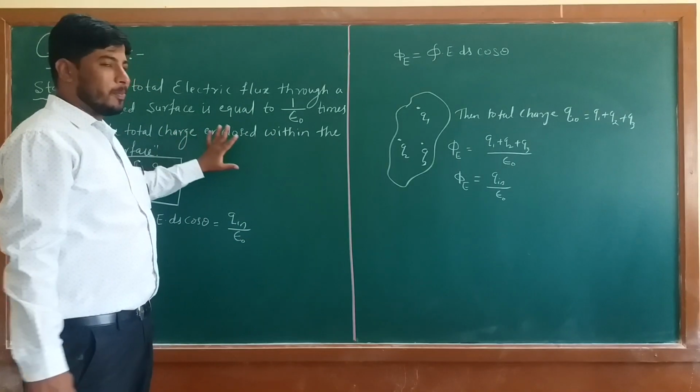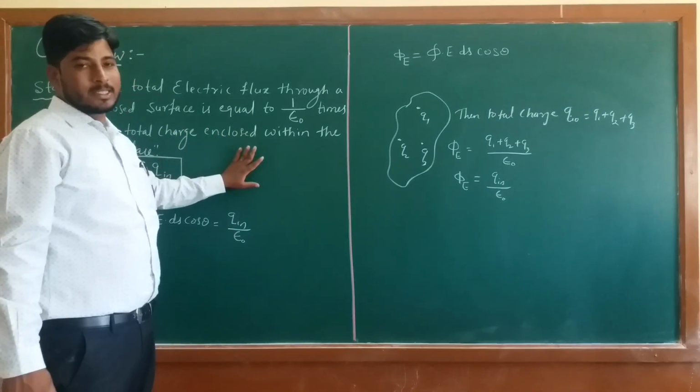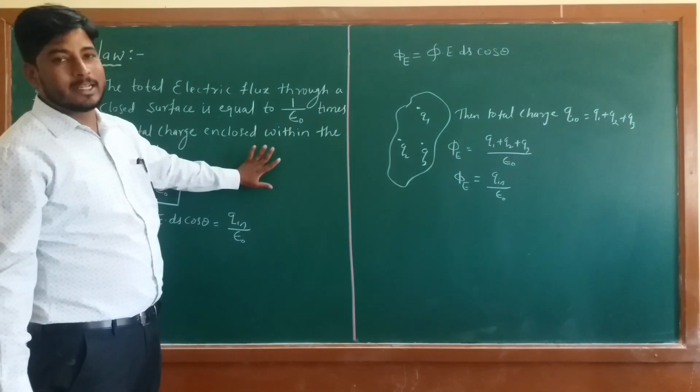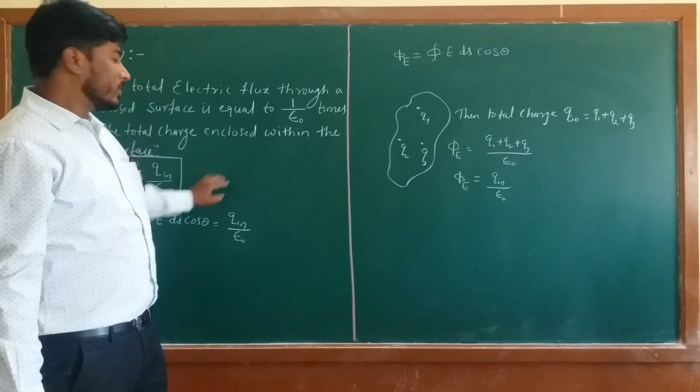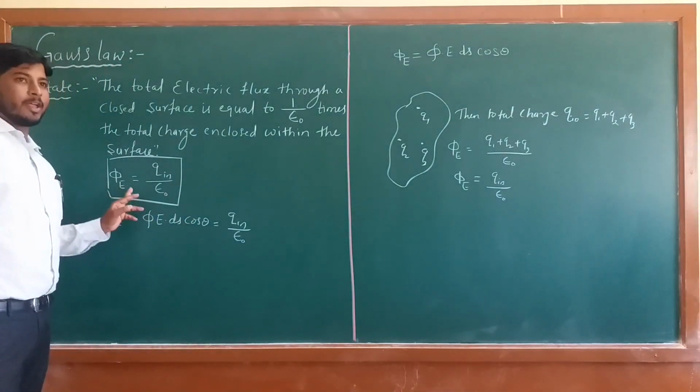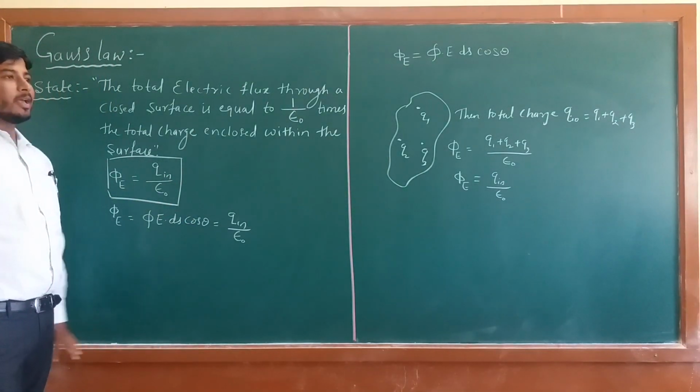Okay, so this is very important for the 1 mark question. State Gauss law, write its mathematical form. It is usually asked in the examination. Right, so this is the Gauss law, phi of E is equal to q in upon epsilon naught.